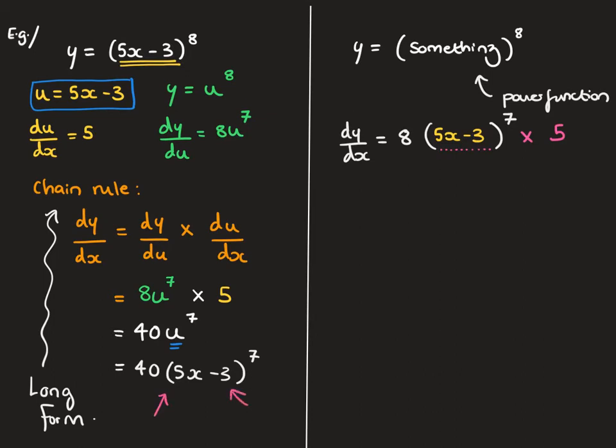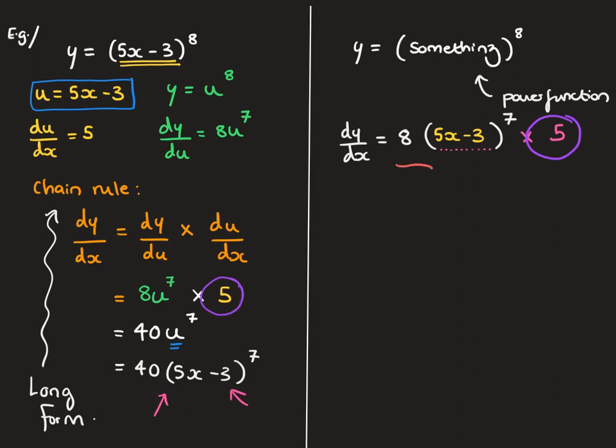Now, we can see straight away this will simplify down to the final answer that we have here, but let's compare the two methods on the left and the right. Can you see that this 5, which we have here, well, we multiplied by a 5 back over here in the long format of the chain rule.